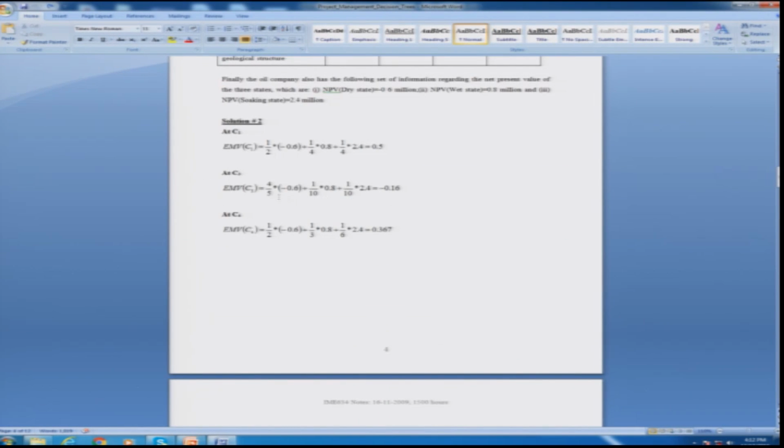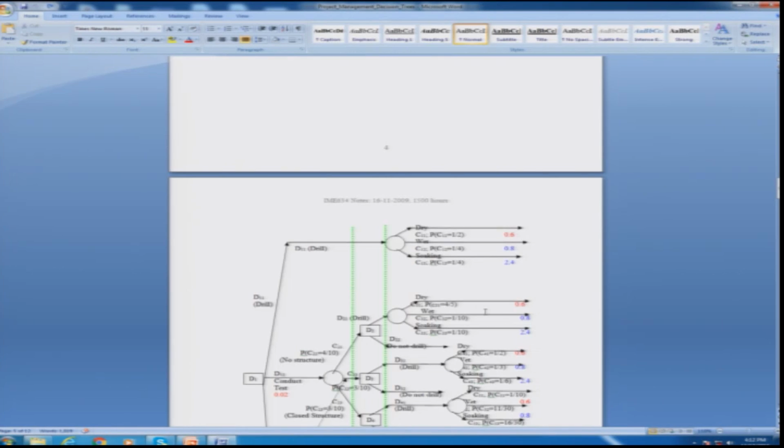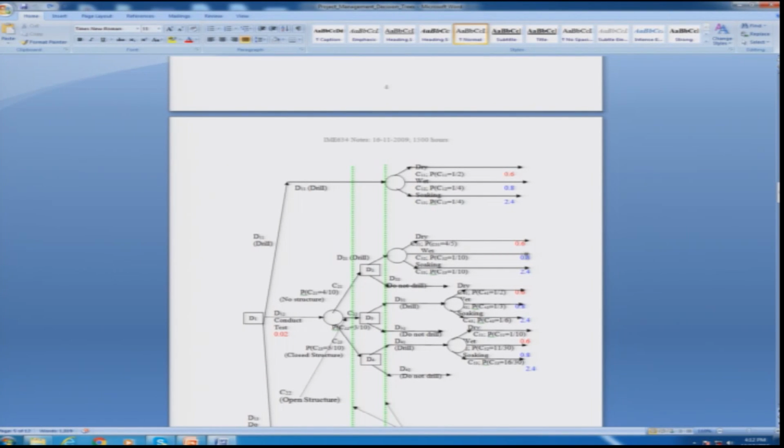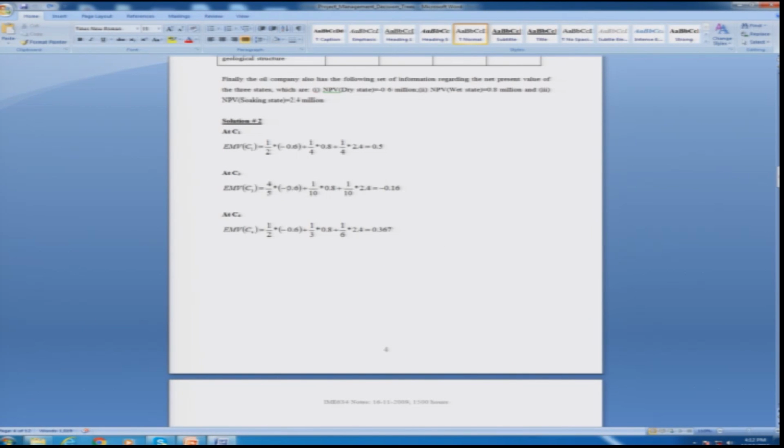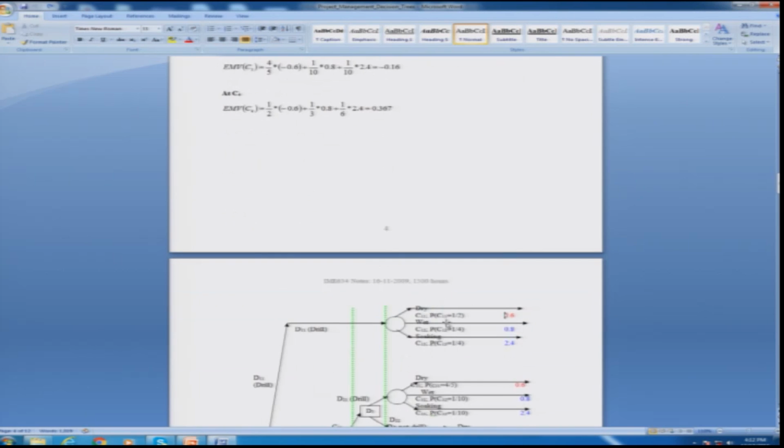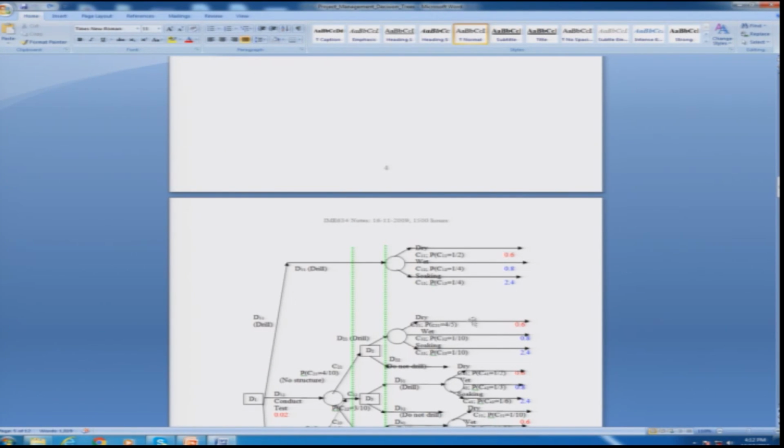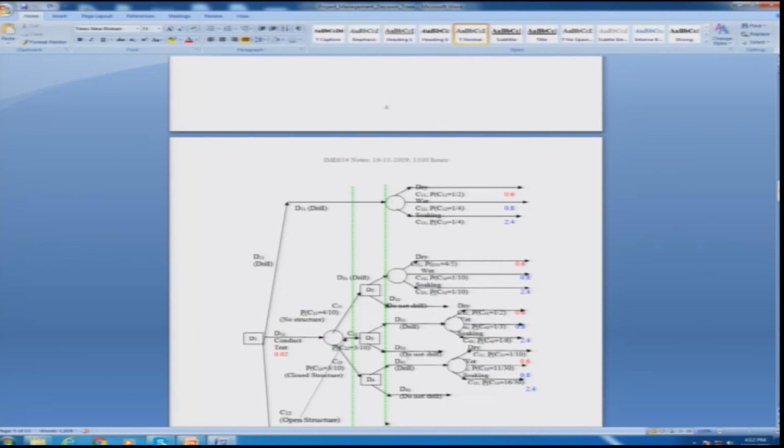So, now let me go through C3, which is this portion. It will be minus 0.6 into 4 by 5th, plus 0.8 into 1 by 10, plus 2.4 into 1 by 10, which is given here. So, you find the value of minus 0.16, which means that the net value you have at this point is negative. So, negative with no drill definitely would mean that you would not drill, not take any action.